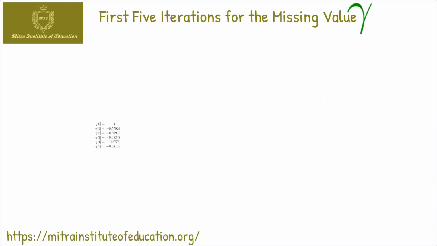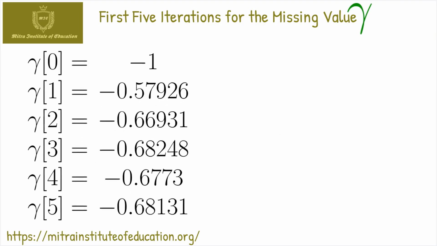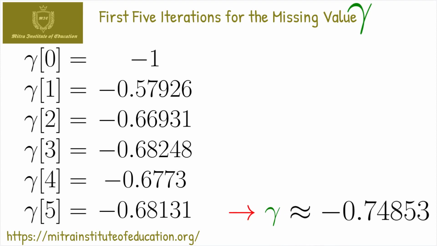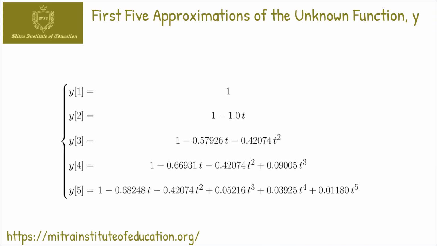Here, we present the first 5 iterations for the missing value, including the initial guess. As you can see, with each iteration, the value approaches the exact solution, demonstrating the convergence of the method. Now, we present the first 5 approximations of the unknown function.